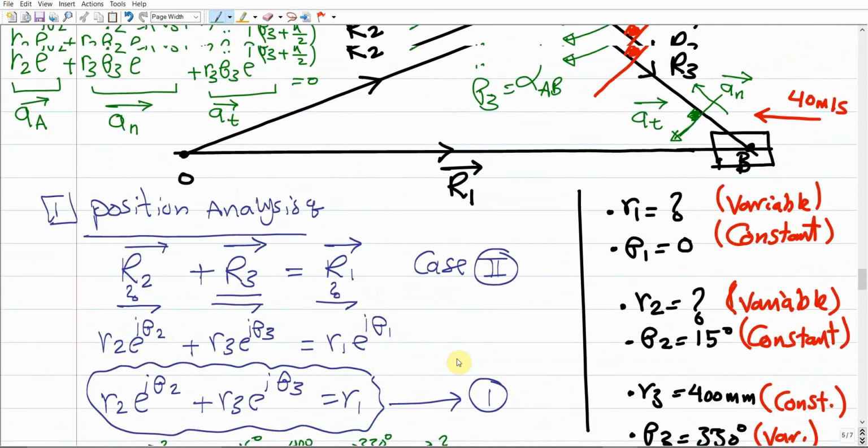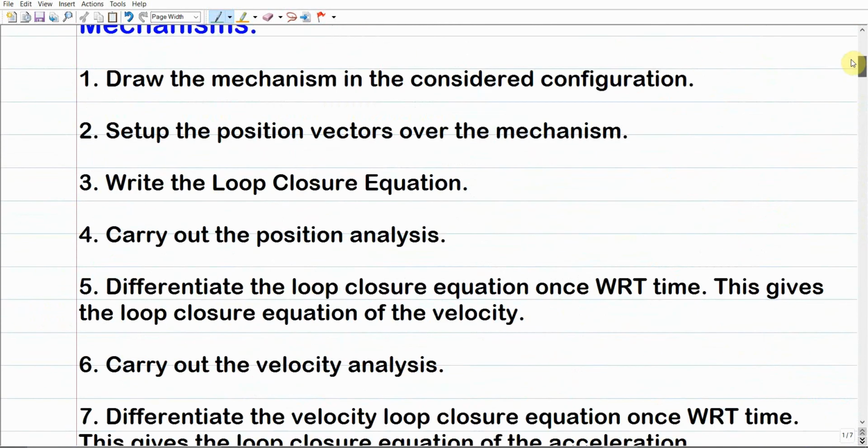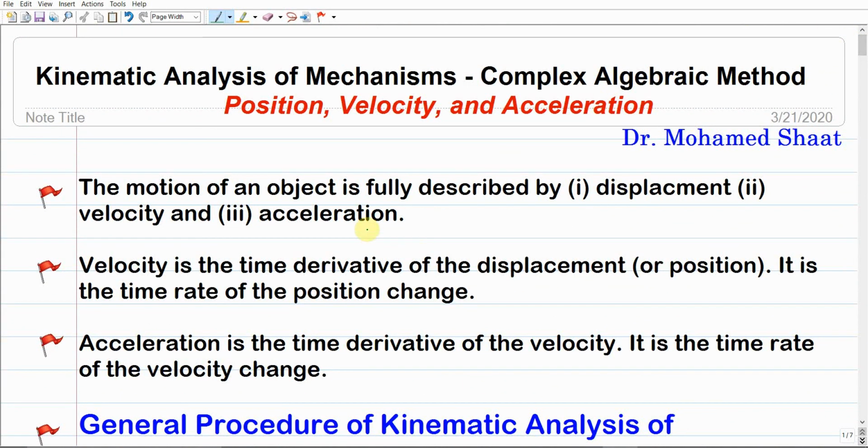Make sense? So that's it for this video. In the next video we're going to consider more examples on the position, velocity and acceleration analysis, the kinematic analysis of mechanisms using the complex algebraic method, and after that we're going to move directly to the graphical method.